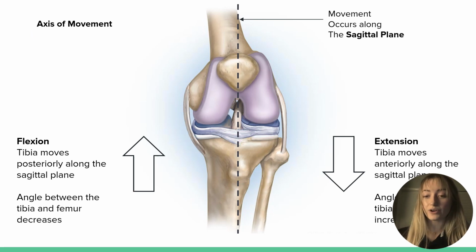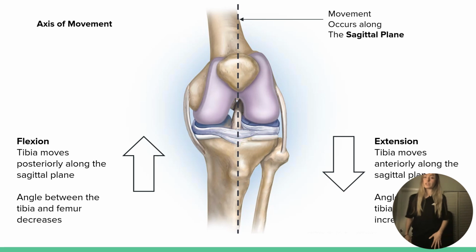This is going to be a diagram of the axis of movement that occurs at the knee. So it's going to occur along the sagittal plane, and flexion happens when the tibia moves posteriorly along the sagittal plane, and the angle between the tibia and femur decreases. With an extension, the tibia moves anteriorly, and the angle increases between the tibia and the femur.